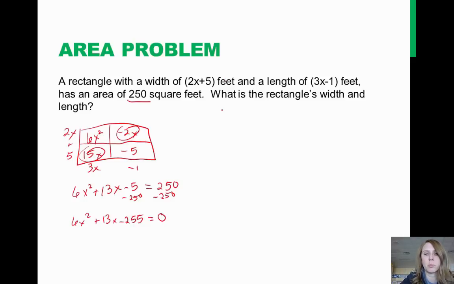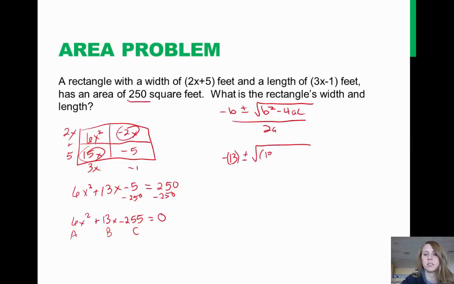Remember, the quadratic formula is negative b plus or minus the square root of b squared minus 4ac, all over 2a. In this case, our b is 13, our a is 6, and our c is negative 255. So let's put that into our equation: negative 13 plus or minus the square root of 13 squared minus 4 times 6 times negative 255, all over 2 times 6.